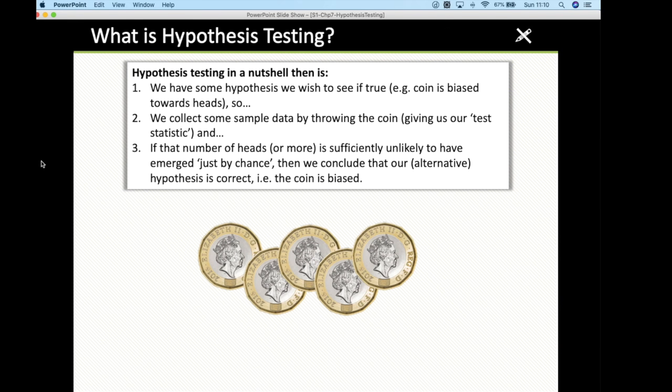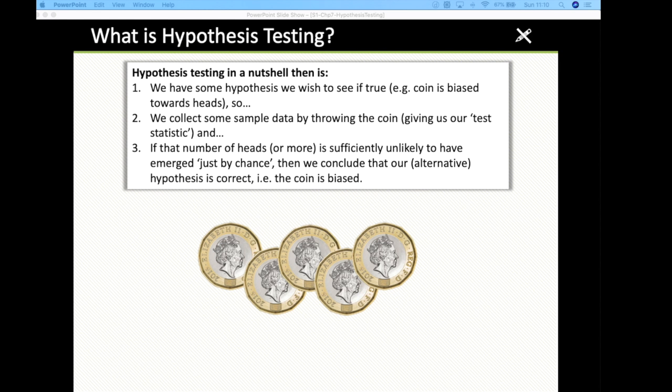Okay, so here we've got hypothesis tests in a nutshell then. We have some hypothesis which we wish to see as true, i.e. is the coin biased towards heads? That's our initial hypothesis. We then collect some sample data by throwing a coin, giving us our test statistic. So we do some experiment and we see the outcome of that.